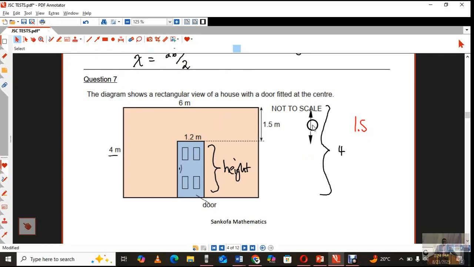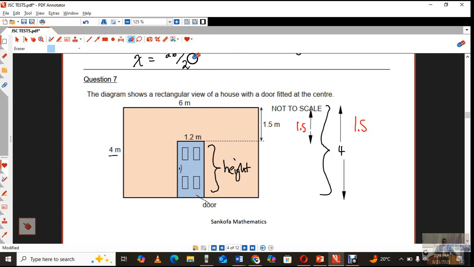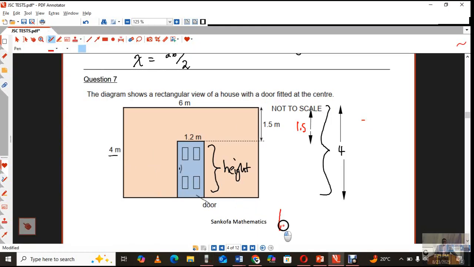So if that distance is 1.5 meters, and the whole thing from here all the way up to here is 4 meters, then you simply find the height of the door by subtracting the two. So you'll just say 4 take away 1.5 meters, which is 2.5 meters. I'm doing that because it might come up as a question. So the height of the door is 2.5 meters.